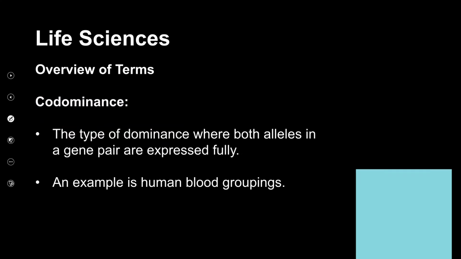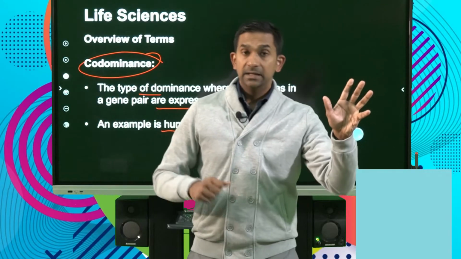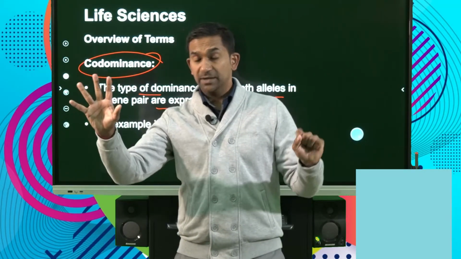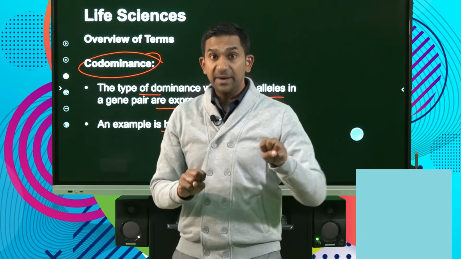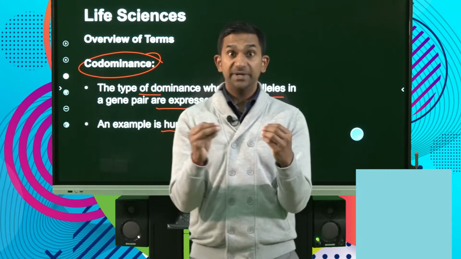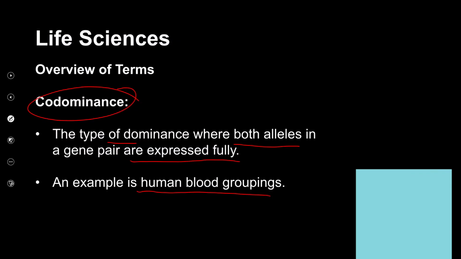The other pattern of inheritance we refer to as co-dominance. Again, this is a type of dominance where both alleles are expressed fully. An example of this are human blood groups, where you have A blood group and B blood group coming together and being represented as AB. So it's a combination of both. So it's a co-dominance pattern of inheritance.